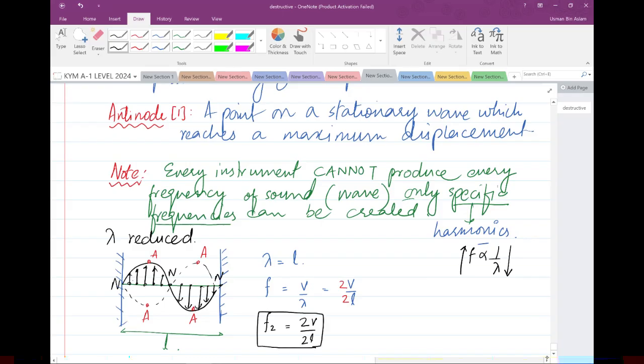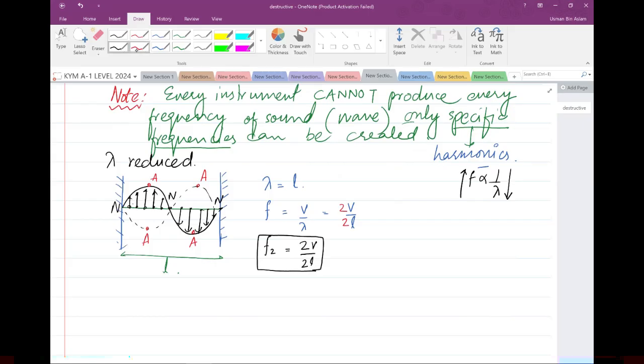Now the same instrument is able to produce another frequency. This frequency will be called the second harmonic. The first one was called the fundamental frequency or the first harmonic. This one's called the second harmonic. Let's say if the first harmonic was 100 hertz and the second harmonic is 200 hertz. Of course, how did I calculate it? I placed the value of the speed of the sound and the length L of the string, and I calculated F2. Let's say the fundamental frequency F1 was 100 and F2 was 200.